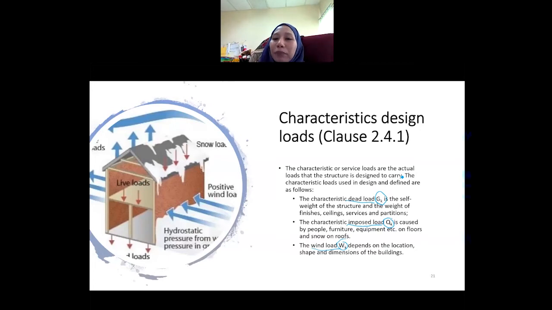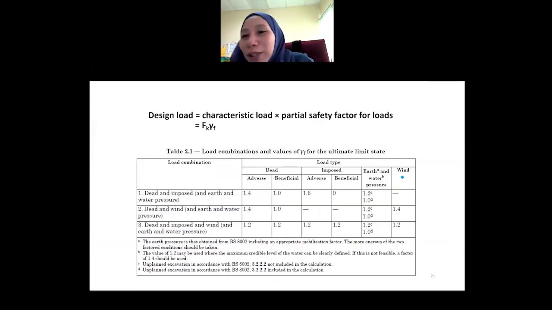Okay. So I tak payah explain kan, dead load, imposed load, you dah tahu kan? What is dead load? What is imposed load? Korang kan pandai?